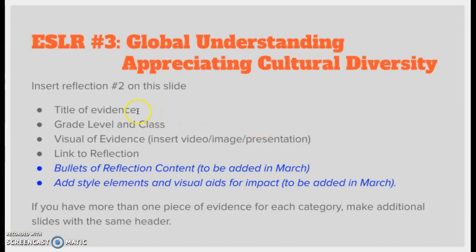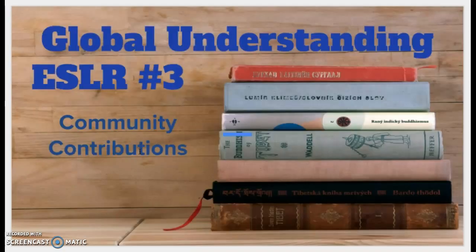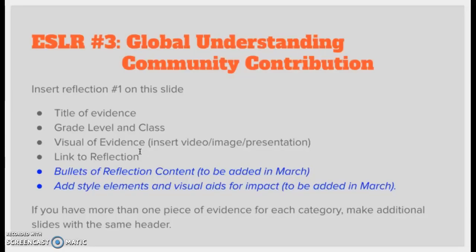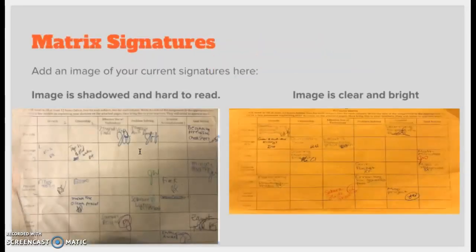Now remember, on these, you are only filling in for this deadline the title of the evidence, the grade level in class, the visual evidence, and the link to reflection. I don't want you to spend time right now looking at design or color or anything like that, because you're spending your time on your reflections and your signatures. You then move on to global understanding, community contributions with your first reflection, your second reflection.